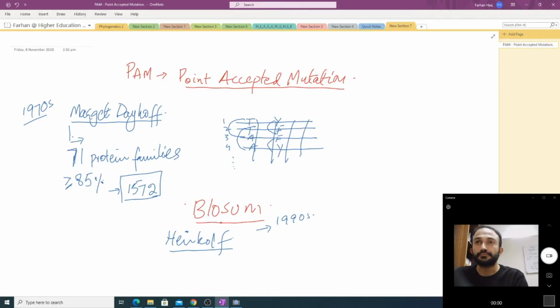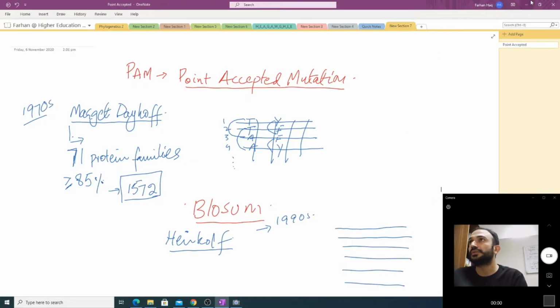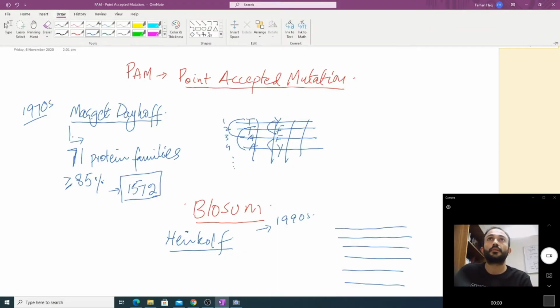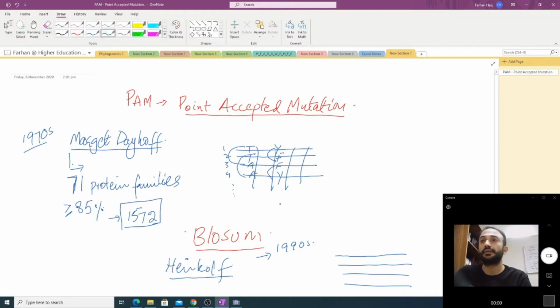BLOSUM is a bit different conceptually, but the idea is more or less the same. Henikoff came up with the idea that we compare multiple different sequences like this, and check whether at each site in these different amino acid sequences there are sites where there are conserved domains, right?